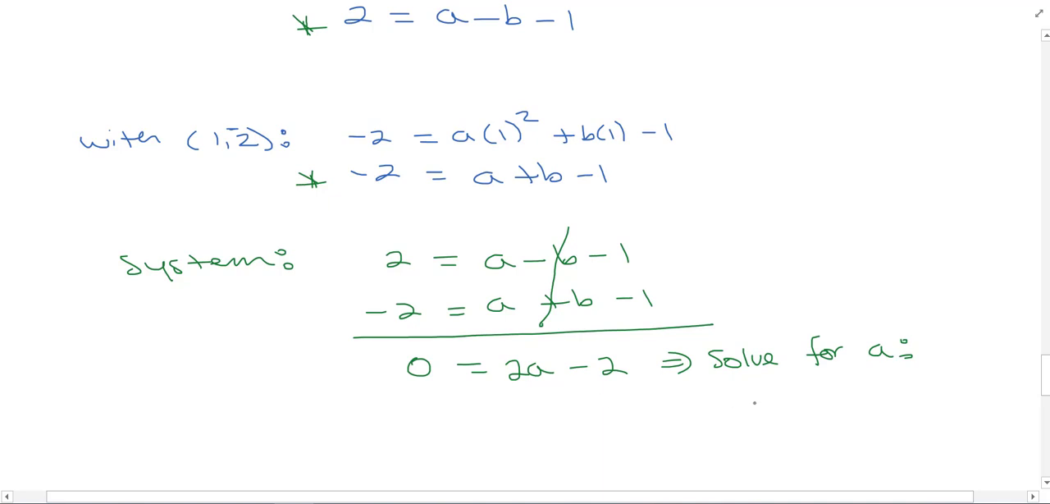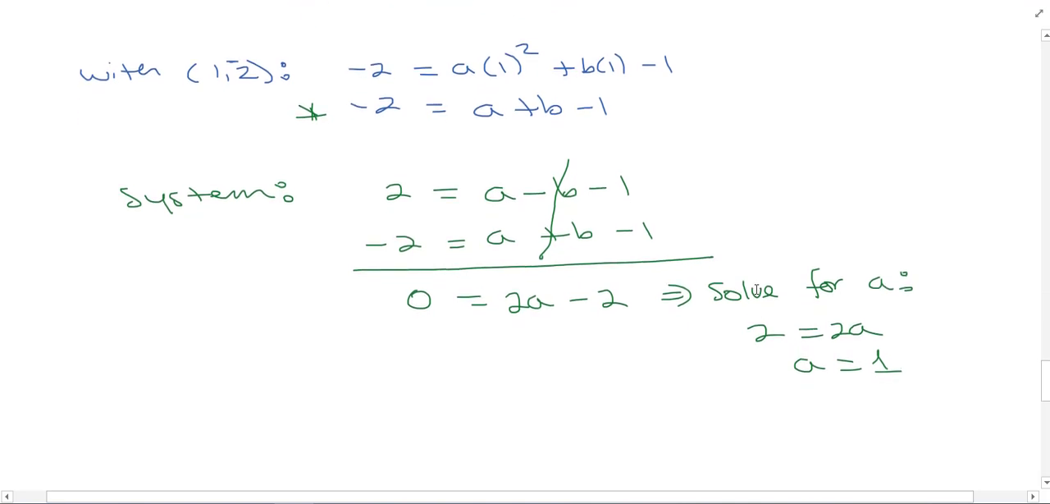So add 2 to both sides, so I'll have 2 equals 2a, which means a is 1. And now that I have a equals 1, you can take that and plug it into any of these two equations in the system and solve for b. So if I choose the bottom one, I'm going to plug in a equals 1 in here.